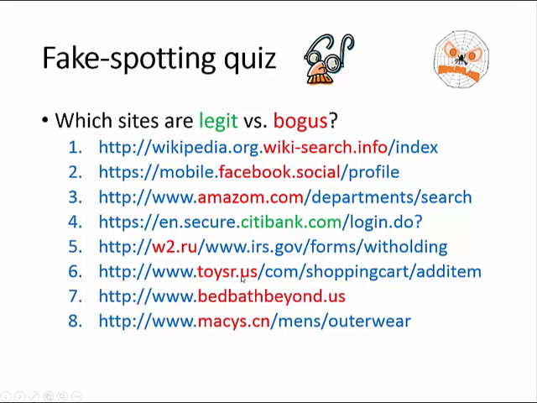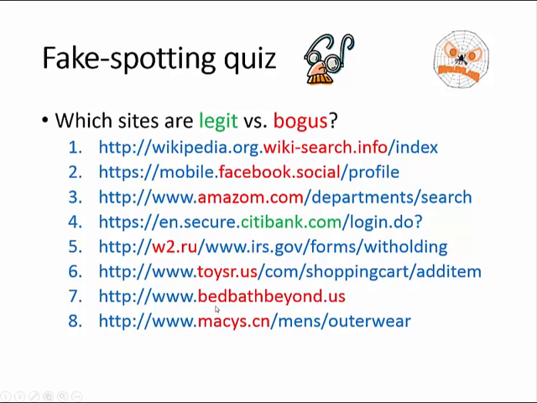Number 6, Toys R Us. Well, you'll notice the .com is actually /com. Our real destination is toysr.us. .us is a US domain, but this isn't the real Toys R Us site. Theirs would be toysrus.com.